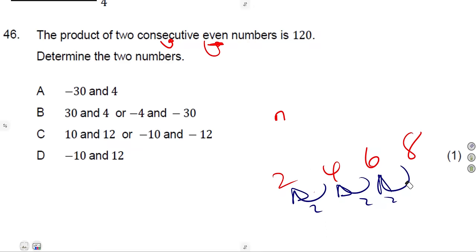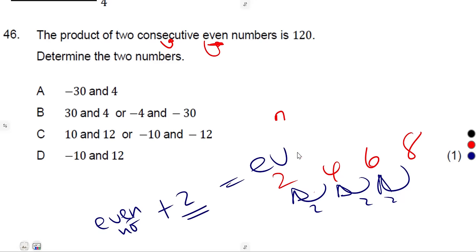So adding 2 to an even number, adding 2 to it, I obtain what? An even number again.